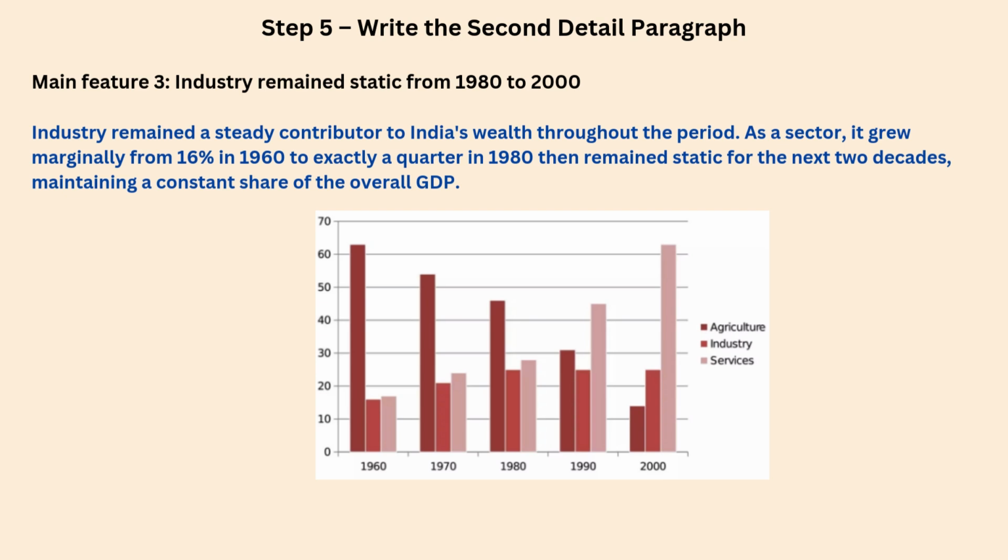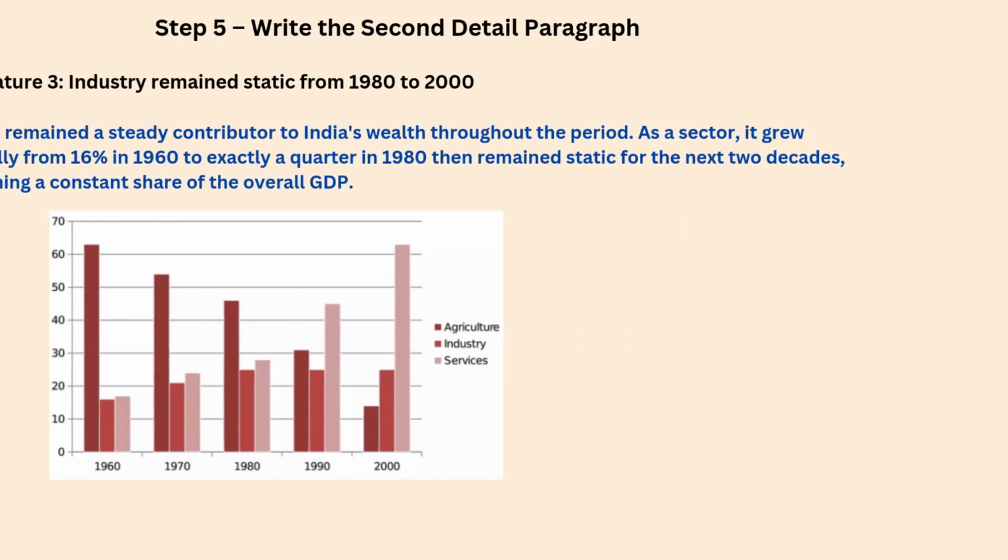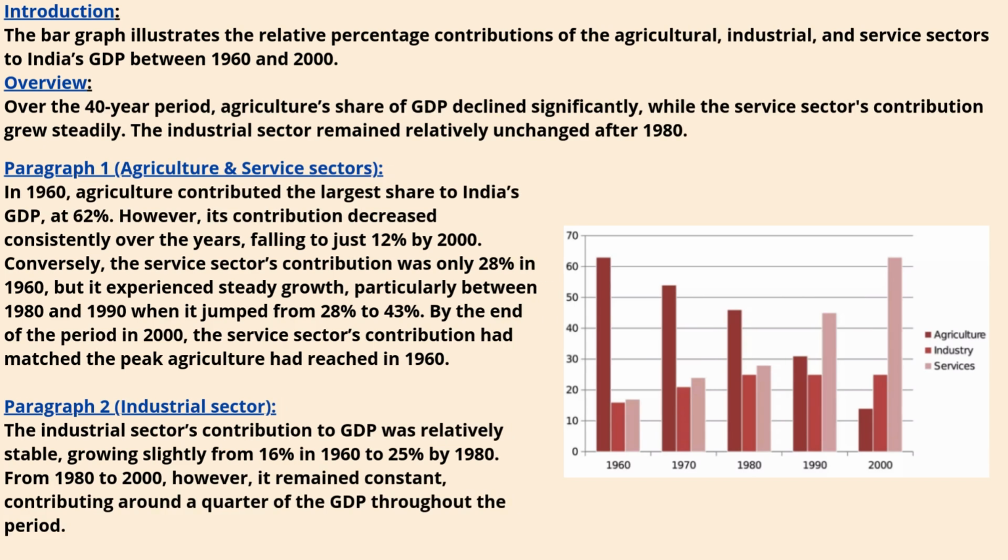This paragraph effectively provides a detailed look at the stability of the industrial sector's contribution, further emphasizing the contrast between the more dynamic sectors like agriculture and services. Now, by following all these strategies, if we have a look at the sample answer of the given graph, the introduction can be written as: The bar graph illustrates the relative percentage contributions of the agricultural, industrial, and service sectors to India's GDP between 1960 and 2000.